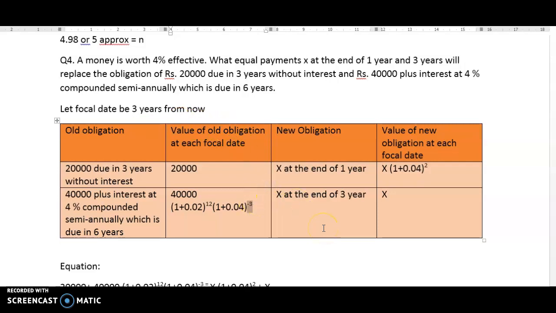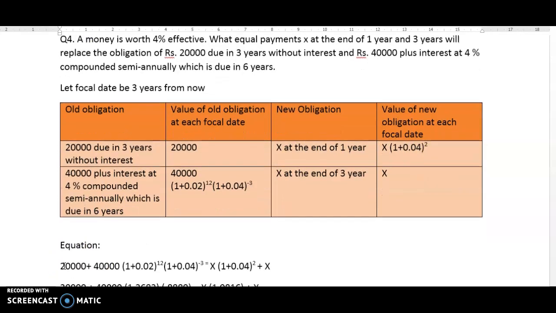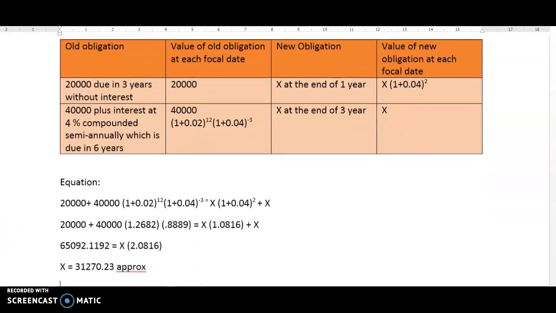इसके बाद there is nothing to discuss in this question. You have to just form the equation. So this is 20,000 plus 40,000 into 1.02 raised to power 12 into 1.04 raised to power minus 3 equals to x into 1.04 raised to power 2 plus x. So your equation is this. And you already know how to solve this question. You already have the tables at the back of your book where you can calculate these values. So after calculating the value, this will be your answer.